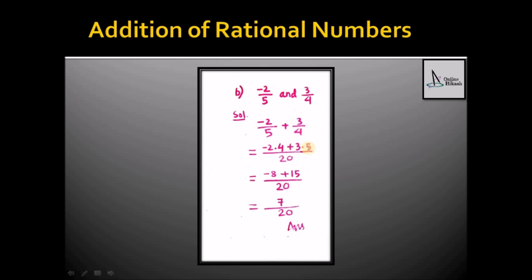So 3 into 5. Now minus 2 into 4 means what? Minus 8. And 3 into 5 means what? 15. So minus 8 plus 15, over 20. When two numbers have different signs, one negative and the other positive, in that case we normally find the difference of these two numbers. Can you tell me what is the difference of 15 and 8?